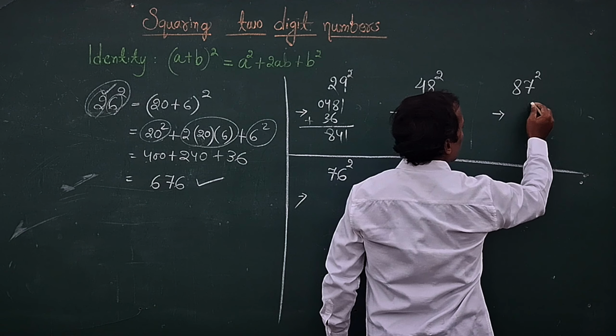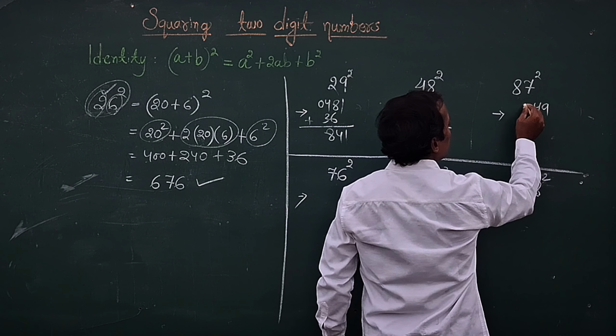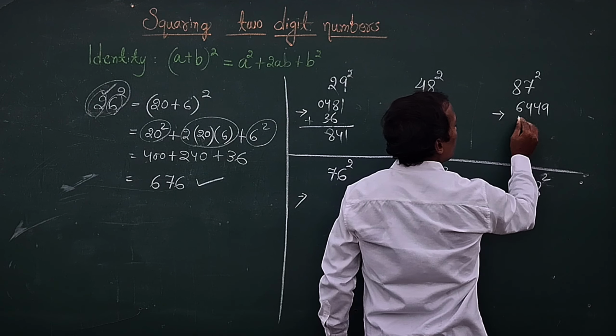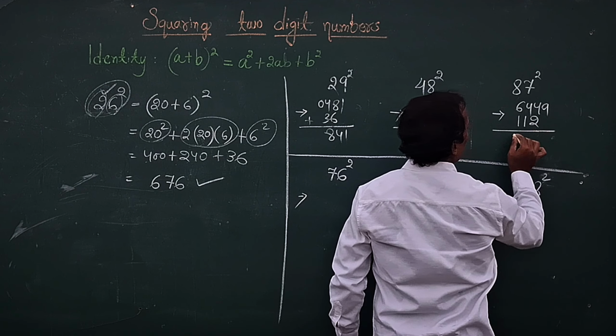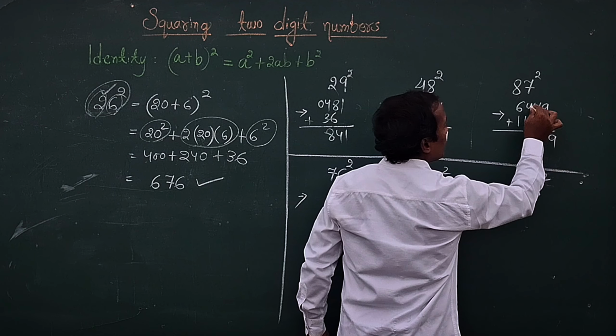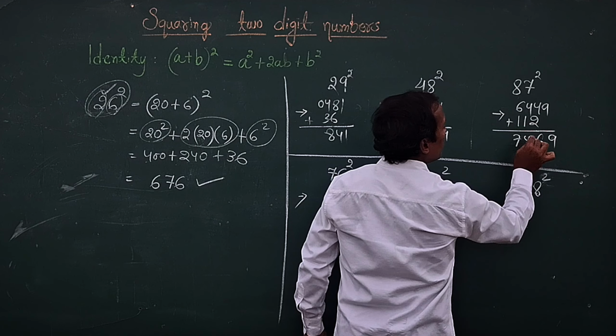Now 87 square. 7 square is 49. 8 square is 64. 8 times 7 is 56. Double of 56 is 112. So on adding it, I get now 9. 4 plus 2 is 6. 4 plus 1 is 5. 6 plus 1 is 7.